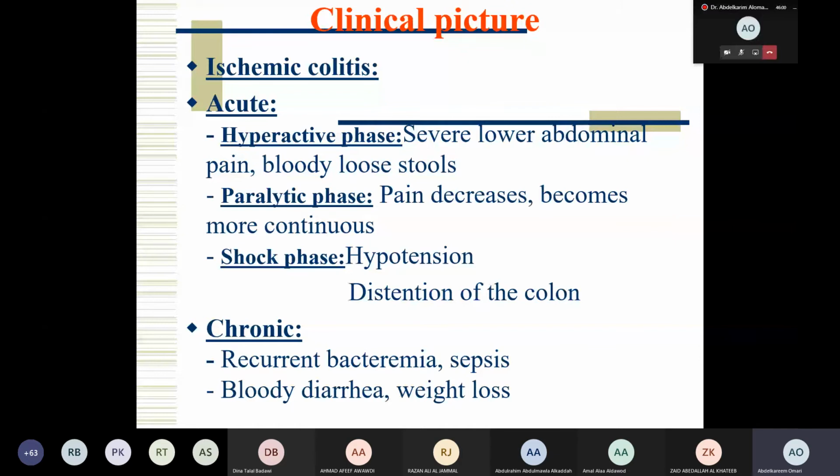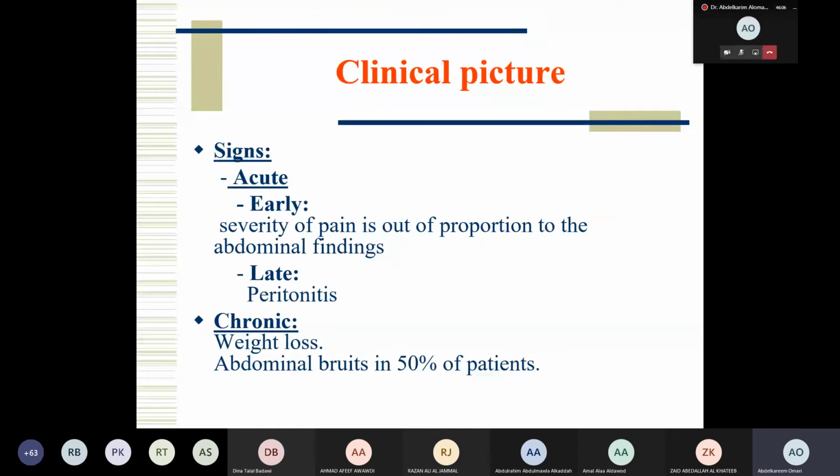But when you put your hand, as we said, there is nothing in the abdomen, you feel it normal. This is the typical picture for this disease: the signs are normal in the early stages, while the pain is very severe. And you must remember that the threshold of pain in the elderly is high. What is the threshold of pain?